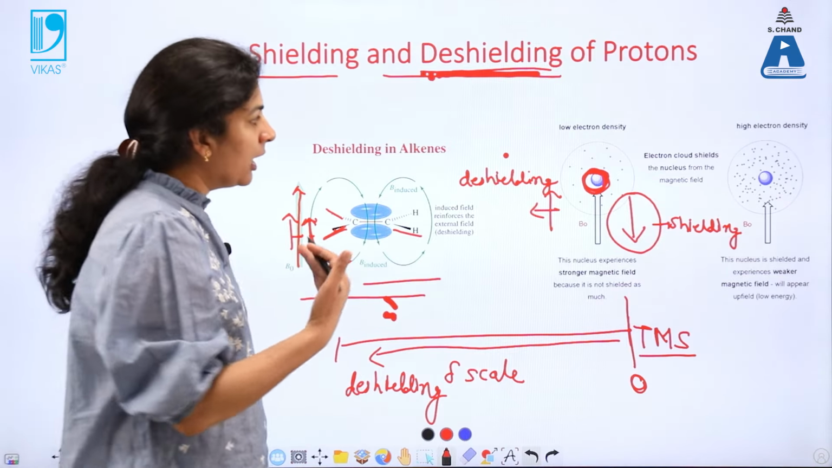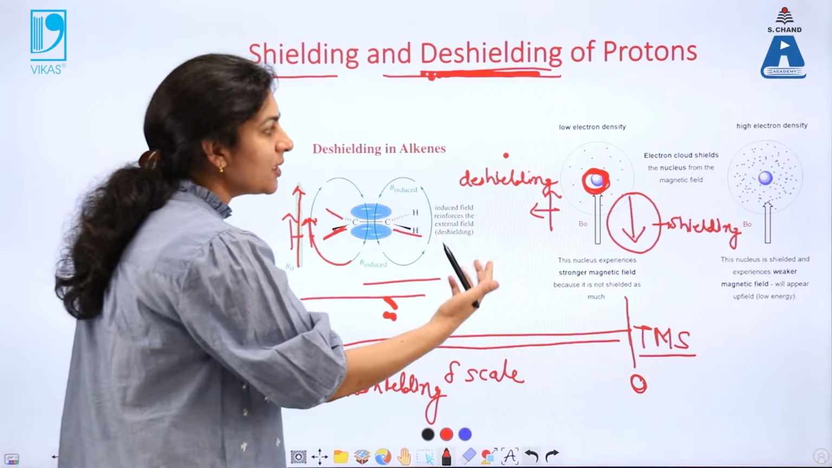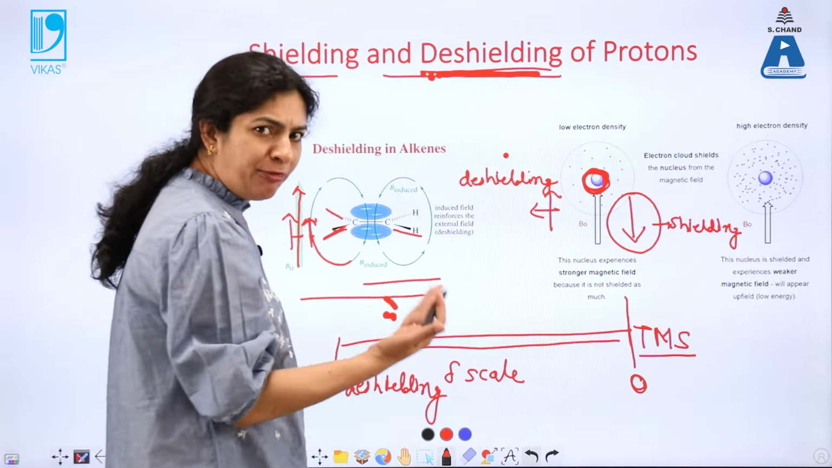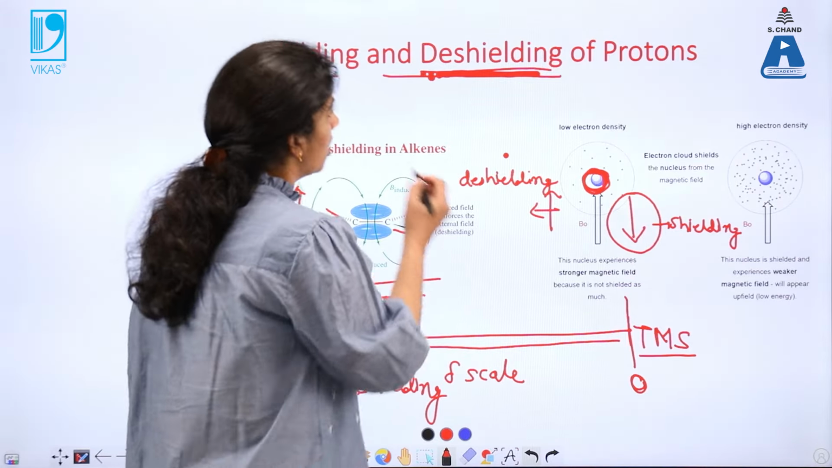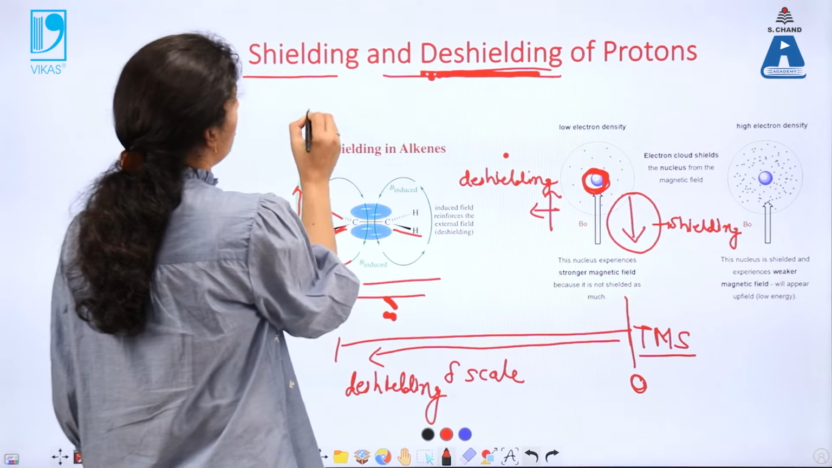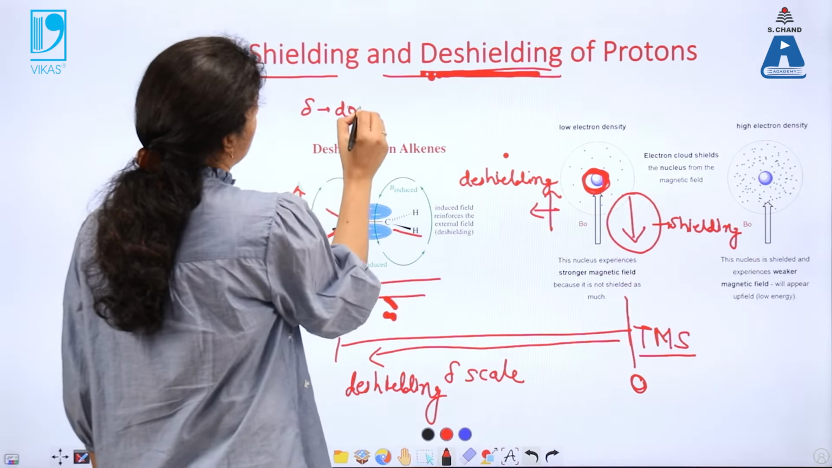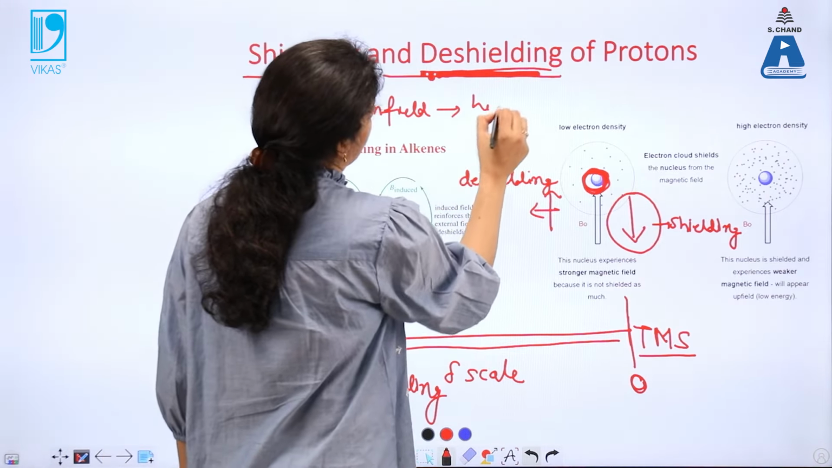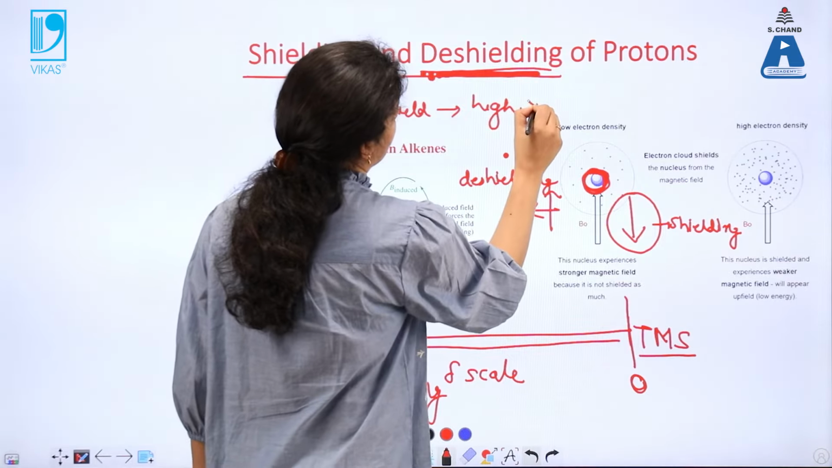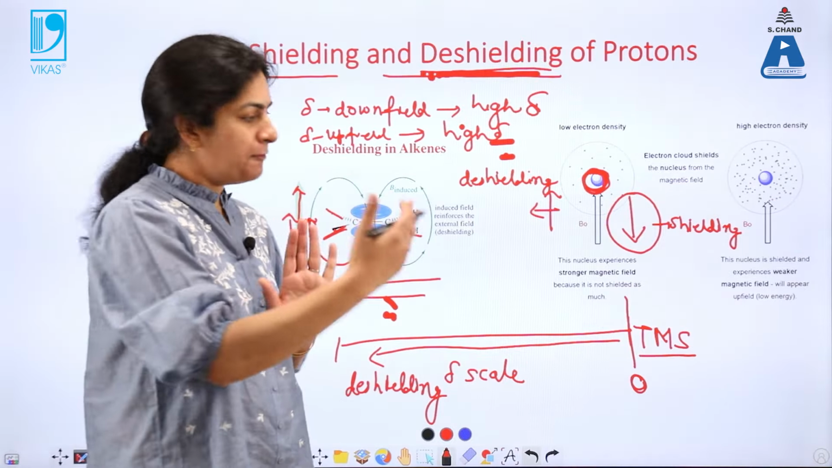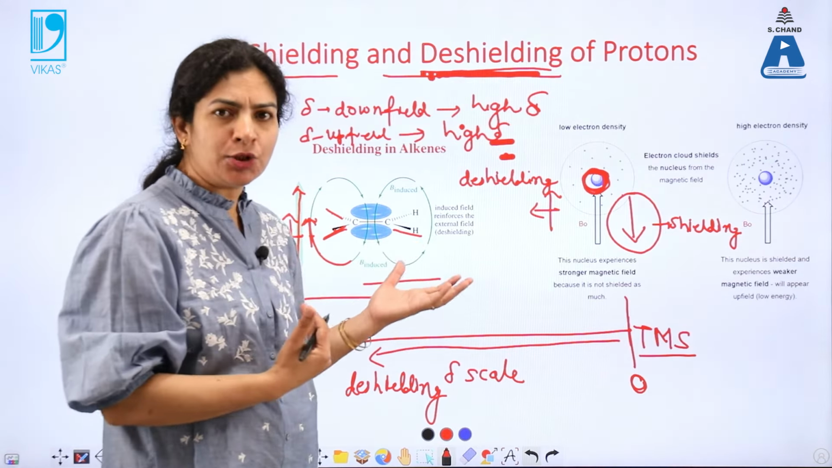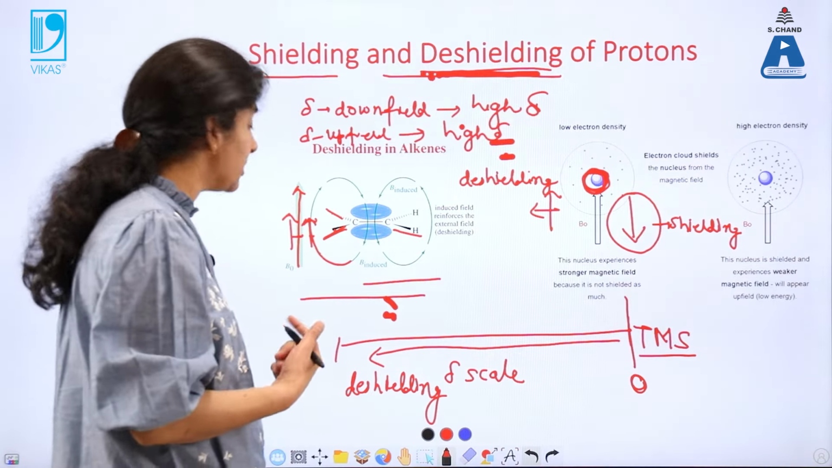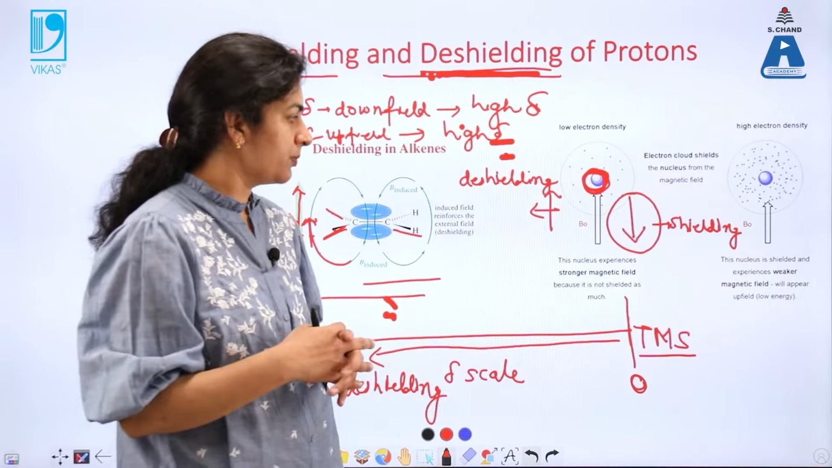And if we have the induced magnetic field which is against the external magnetic field, that is known as upfield. Upfield means low value of delta. So delta is high for downfield. Based on the different values of the chemical shift, different molecules can be distinguished from one another, and we can characterize the organic compounds.